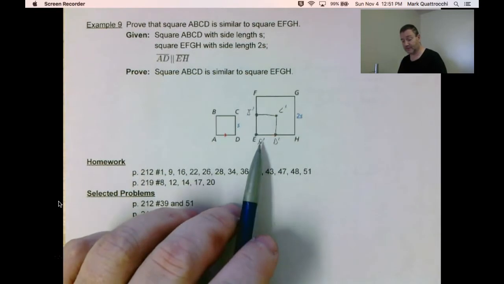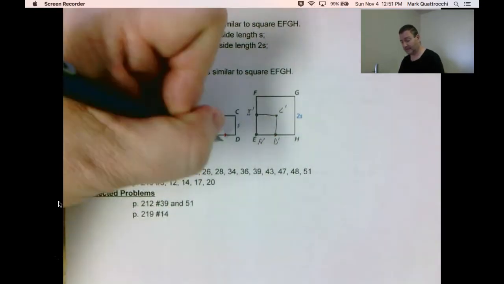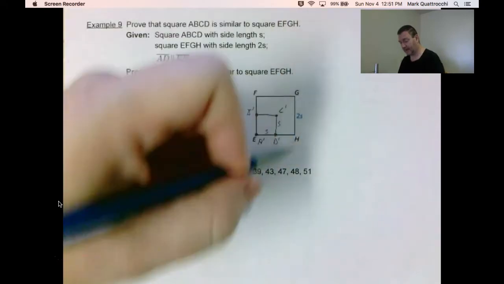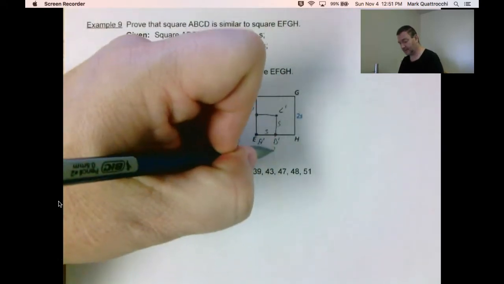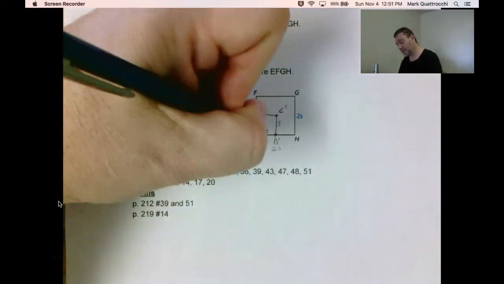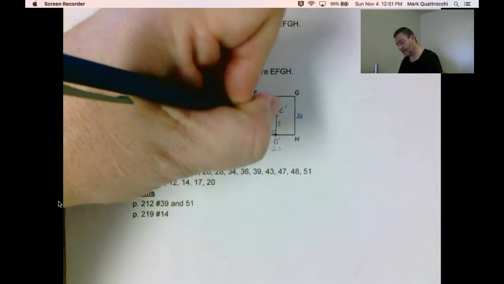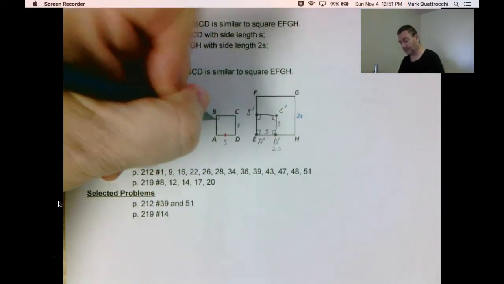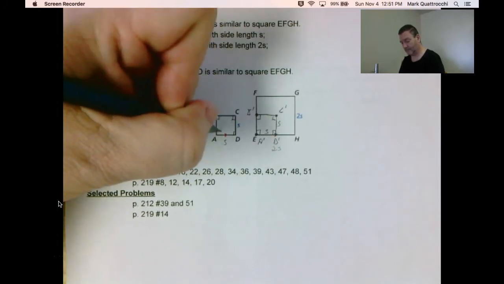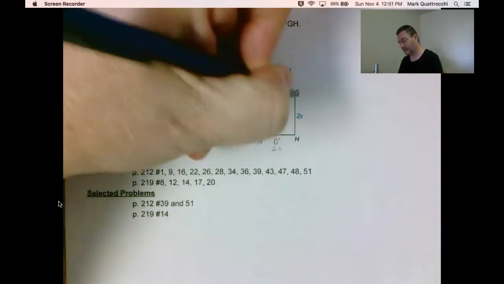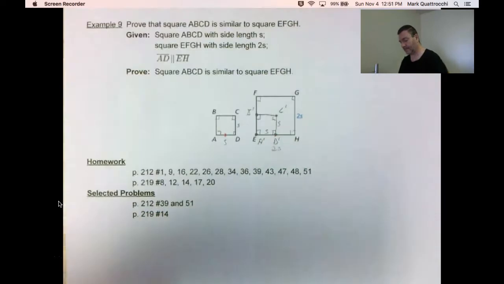So because it preserves length and measure, this has a length of S, this has a length of S, and this is 2S, this is 2S, as given to us. Okay. We also know that this is going to be a square because the pre-image was a square with all right angles. And again, translations preserve angle measures. The image is a square.